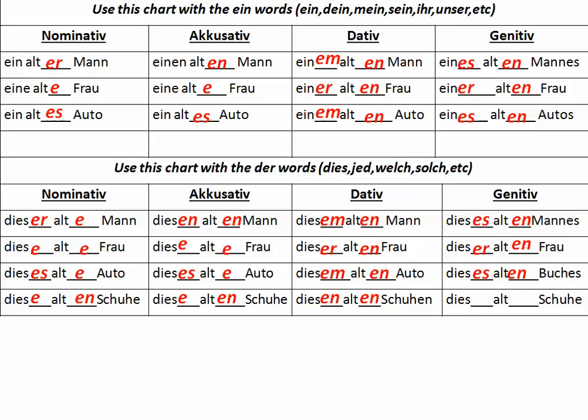And one thing in the genitive you'll notice: if it is a one-syllable word and it's masculine or neuter, it's going to add an -es to the end of it, so Mann, Mannes. If it were a two-syllable word like Bruder, you would only add -s, so it would be something like dieses alten Bruders.